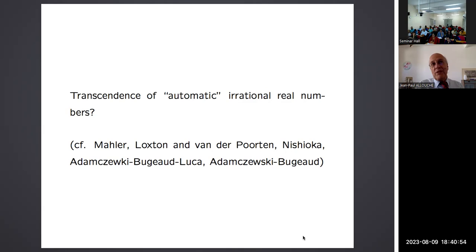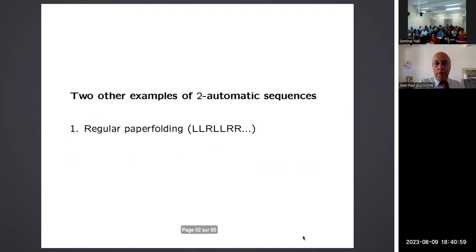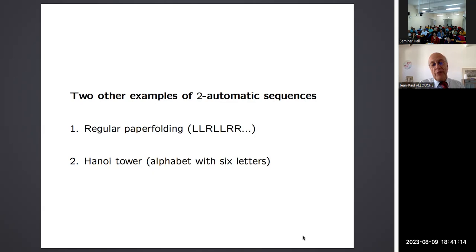Okay, there are other examples of automatic sequences. There are a lot of examples. I'm just giving two of them. One is the regular paper folding, and the other is the sequence of moves when you solve the Hanoi Tower problem. Regular paper folding: you take a piece of paper and you fold it once, the part on your right above, and then again, same thing, and then again.